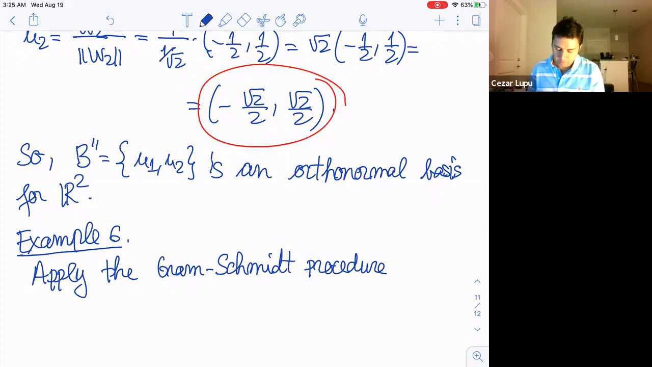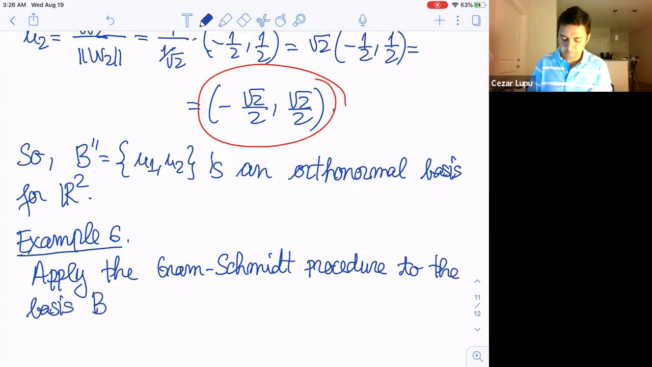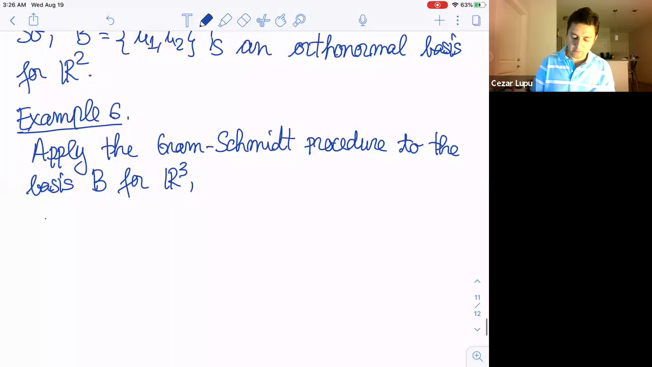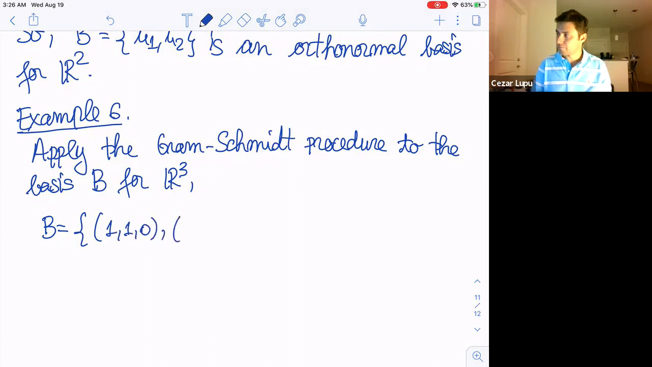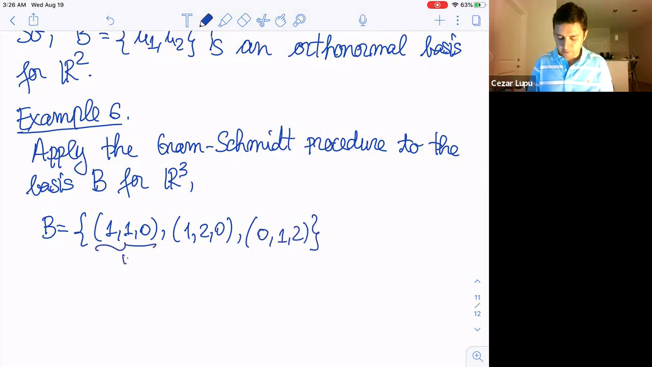Okay, to the basis, and now let's consider a basis B for R3. And this basis will be given by the following. Let's pick some vectors. Let's say 1, 1, 0, then 1, 2, 0, and 0, 1, 2. So these are my 3 vectors.